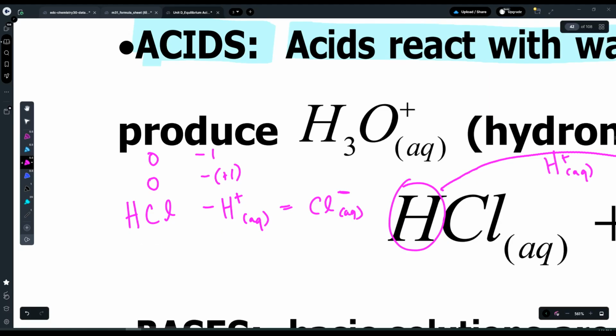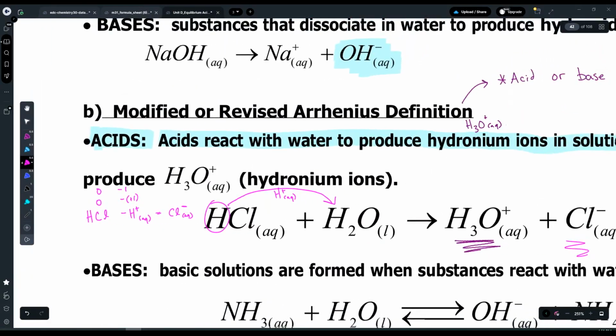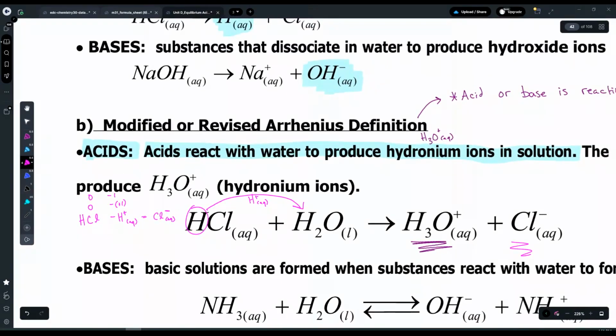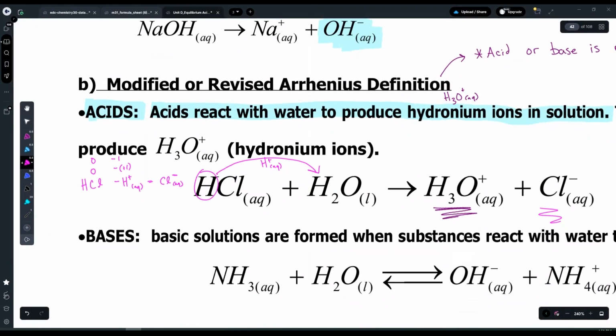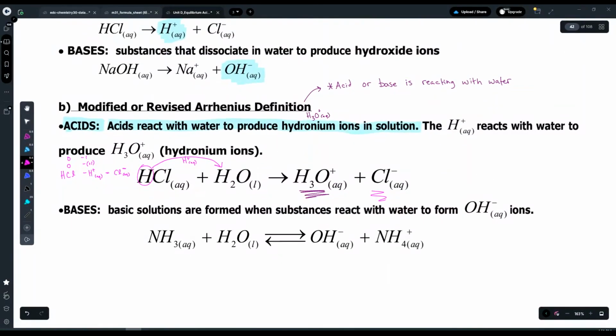Okay, so for modified Arrhenius reactions, you need to be able to look at the reactants and predict the products. For acids, one of the products is always going to be hydronium ions, and the other product is just going to be your acid with one less hydrogen in it. Okay, and you need to be able to determine the charges.